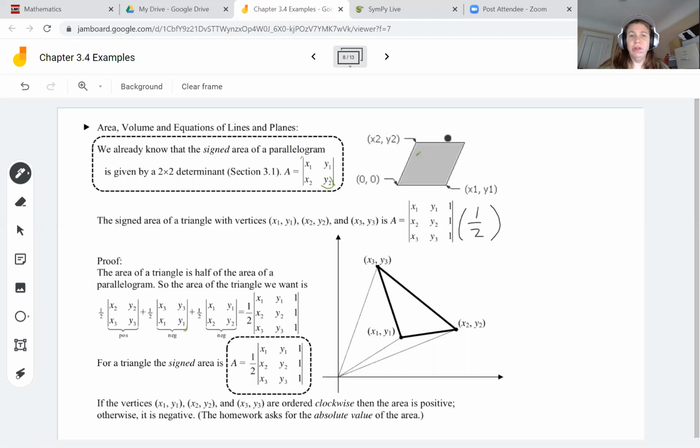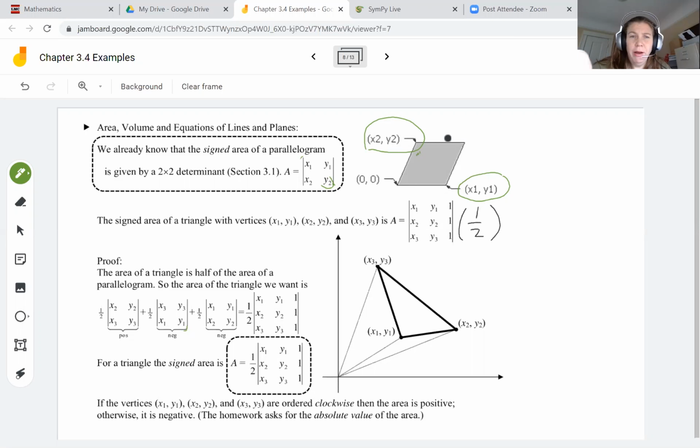So in section 3.1, we saw that the signed area of a parallelogram is given by this 2 by 2 determinant: x1, y1 in the first row, x2, y2 in the second row, taking that determinant where x1, y1 and x2, y2 correspond with the points kind of diagonally from each other, opposite the origin in this parallelogram.